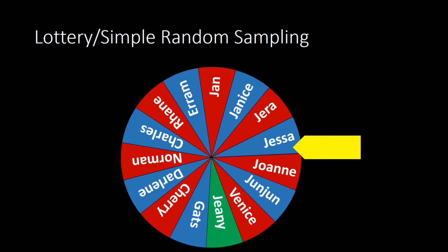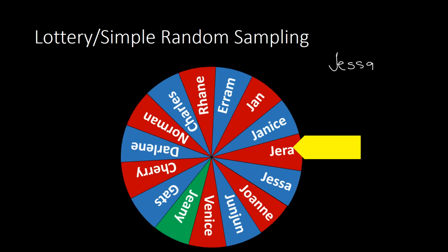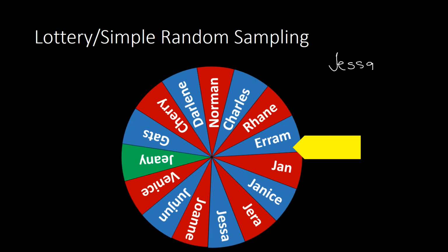So here, the first name is Jessa. So our member of the sample is now Jessa. This is dependent on how many you are going to choose as a sample. So let's try to spin again. And the next one is Iram. So that is how you choose your sample using a lottery or simple random sampling, using a wheel as the medium of choosing your sample.